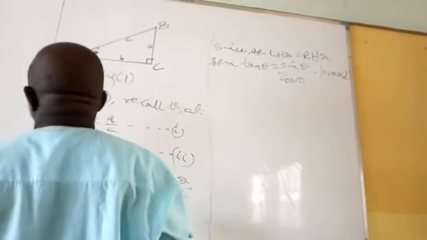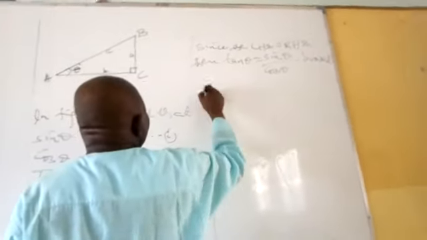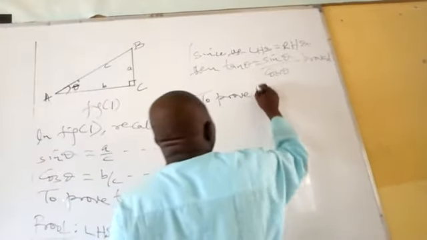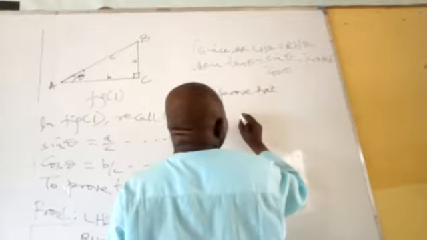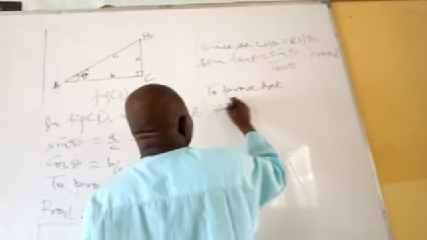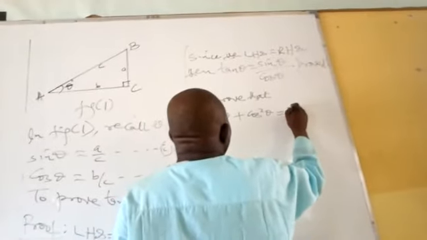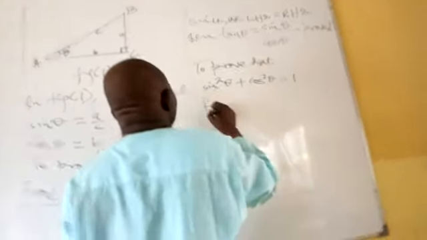Then the second one, we are also to prove that sin square theta plus cos square theta is equals to 1. Proof.